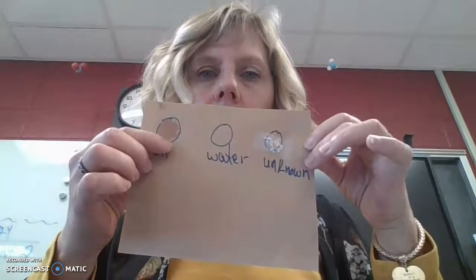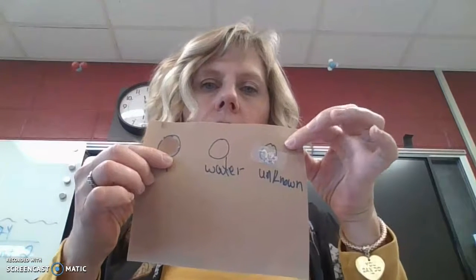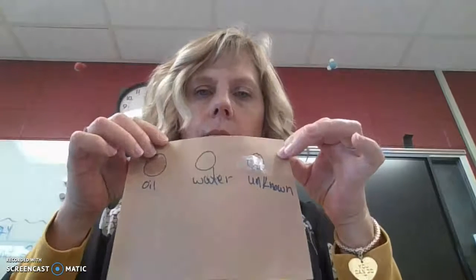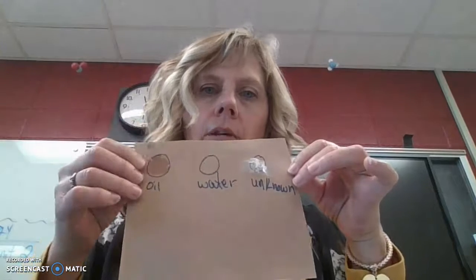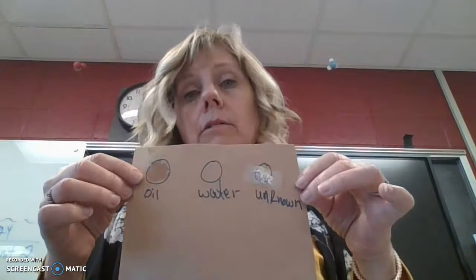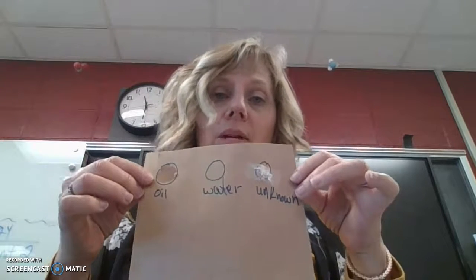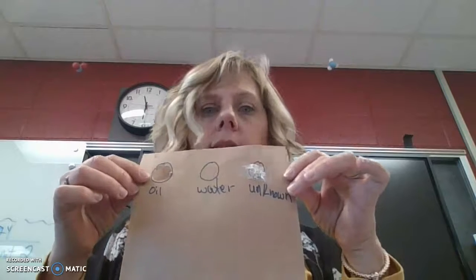I put the unknown on, whoops, mirror image, sorry. I put the unknown and then also oil and then water. So oil is my positive control. We know that oil is a lipid, right? Because lipids are oils and fats. That's what they are. So we would expect that the oil is a positive lipid test.